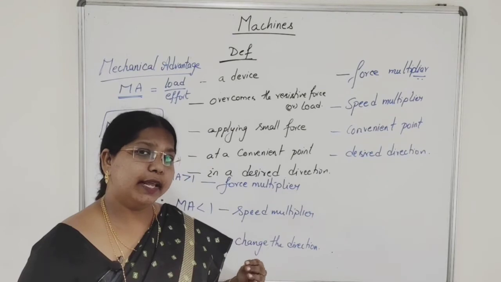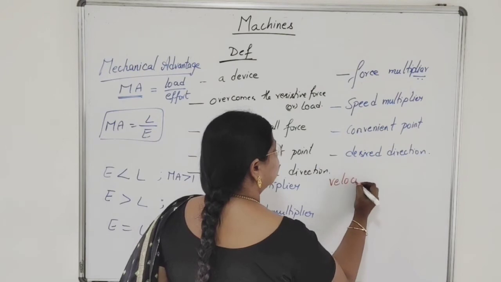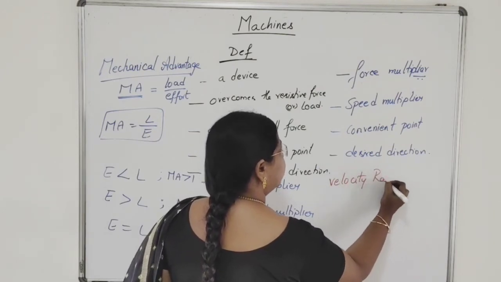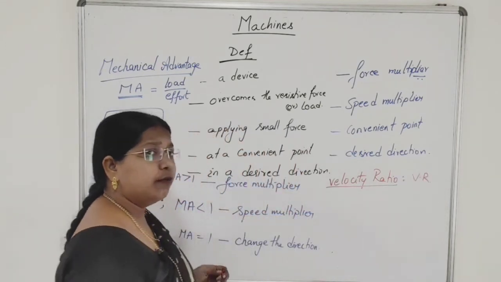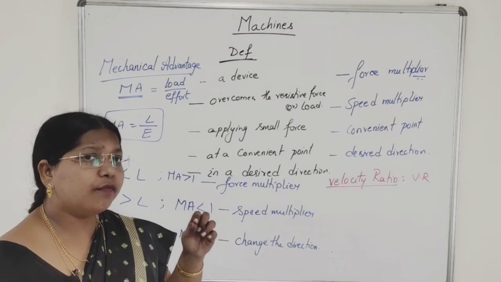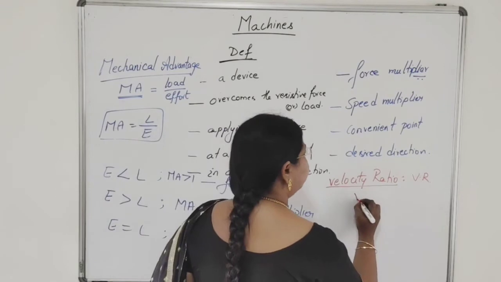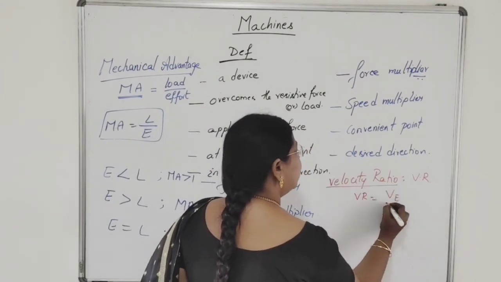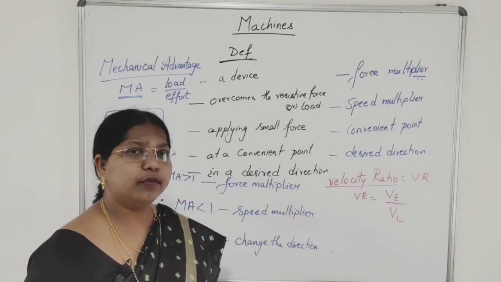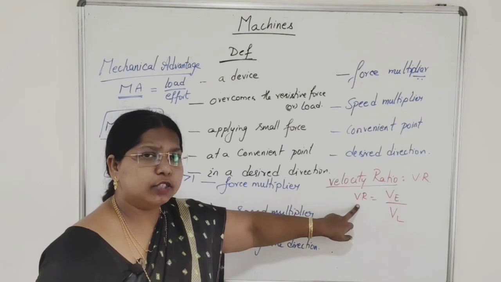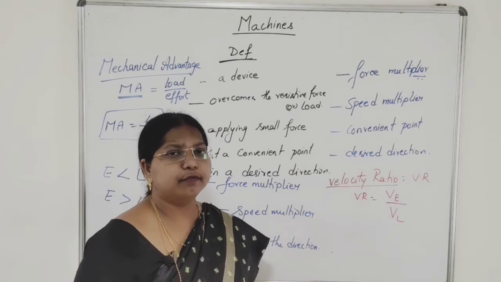Next one is velocity ratio. So what is this velocity ratio? Velocity ratio is denoted by VR. Velocity ratio is the ratio of velocity of effort and velocity of load. VR is equal to velocity of effort by velocity of load. So this is the definition for velocity ratio.